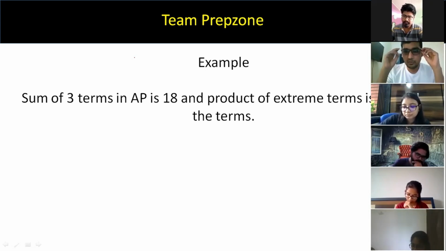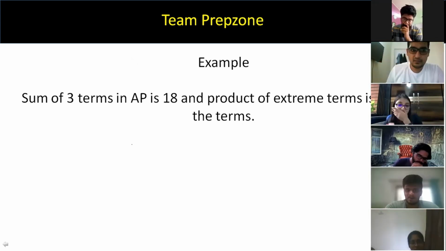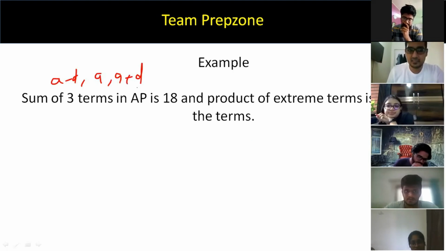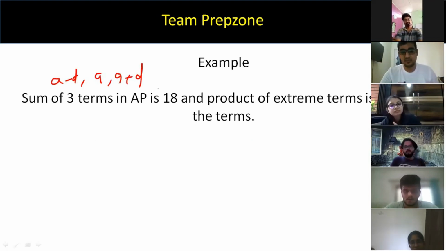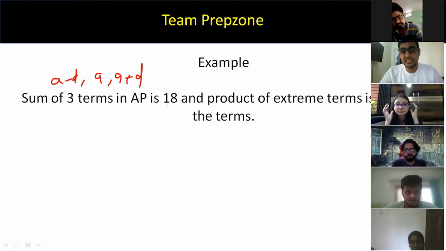You can have two possible sequences. This is an oral question, right? A minus D, A and A plus D. So now if you just have to add it, you don't have to use pen and paper. You have to do it fast. What is the sum? It is 3A. 3A is 18, okay, so A is 6. So product of extreme terms is what? A square minus D square, A minus D into A plus D.